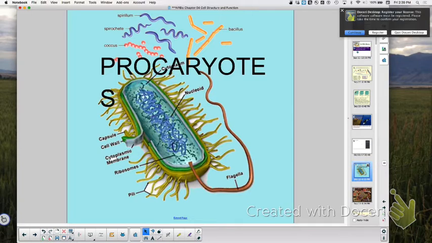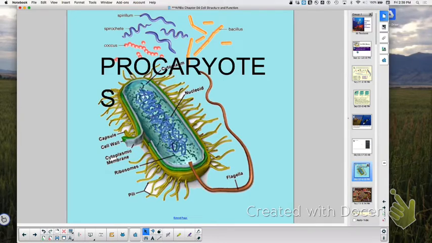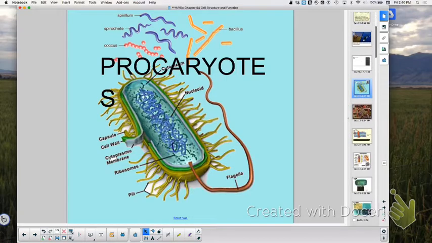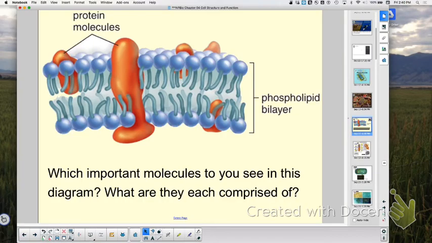Just inside the cell wall is what? Cell membrane. The cell membrane decides what gets to come in and what gets to go out. And remember, we already started talking a little bit about that cell membrane, and we call the cell membrane a what? Phospholipid bilayer.